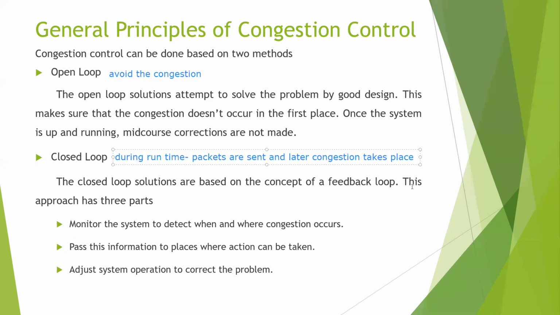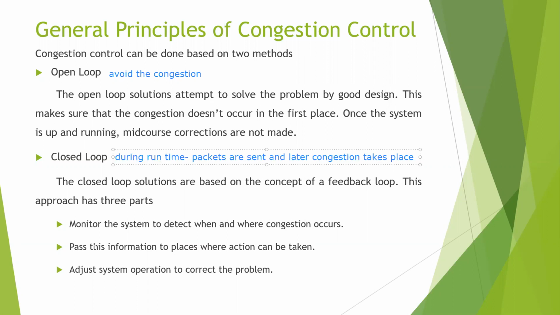So during runtime, what all things do we need to consider? There are three parts which the closed loop should address. First thing is to monitor the system to detect when and where congestion occurs. Means we have to monitor where the congestion has occurred, or when the congestion may occur, so that we can detect it.